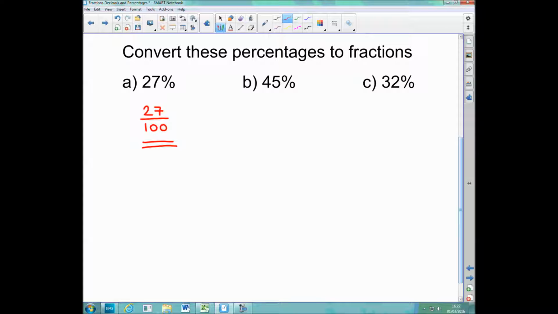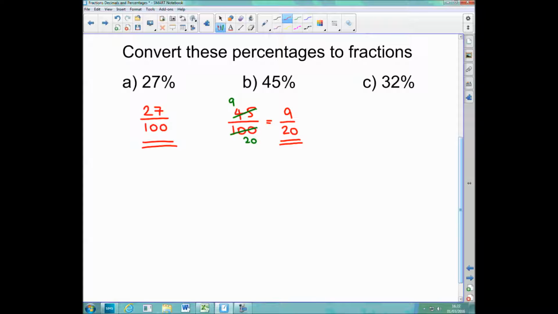Okay, so the next one, I've got 45. I'm going to put it over 100. Now, hopefully you notice that these are both in the 5 times table, so I can divide both of them by 5. 45 divided by 5 is 9. 100 divided by 5 is 20. So I'm going to write my new fraction out now, which is 9/20ths. Just going to double check that I can't simplify those, which I can't. So that is 45% as a fraction.